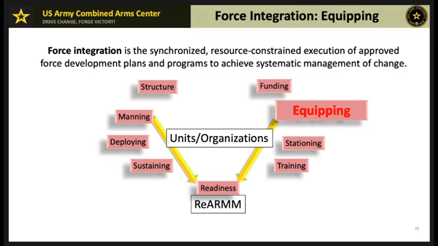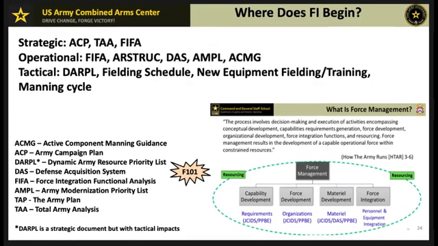So, where does equipping begin anyway? This slide illustrates where force integration, or FI, starts across various levels of Army planning: strategic, operational, and tactical. FI plays a key role in developing and equipping units through synchronized processes across these levels.